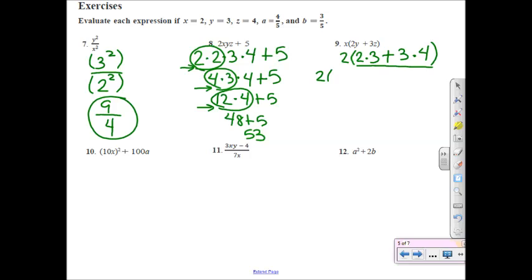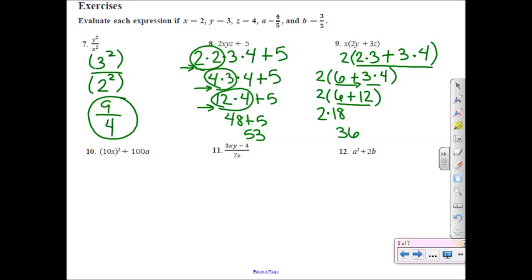So I'm going to have 2. The first one I run into is 2 times 3, which is 6. And then I continue moving on left to right, and the next one I run into is 3 times 4. Now that there's no more multiplication left inside, I can just add 6 plus 12, which is 18. And then I've taken care of the parentheses, and so the last thing to do is multiply 2 times 18, which is 36.